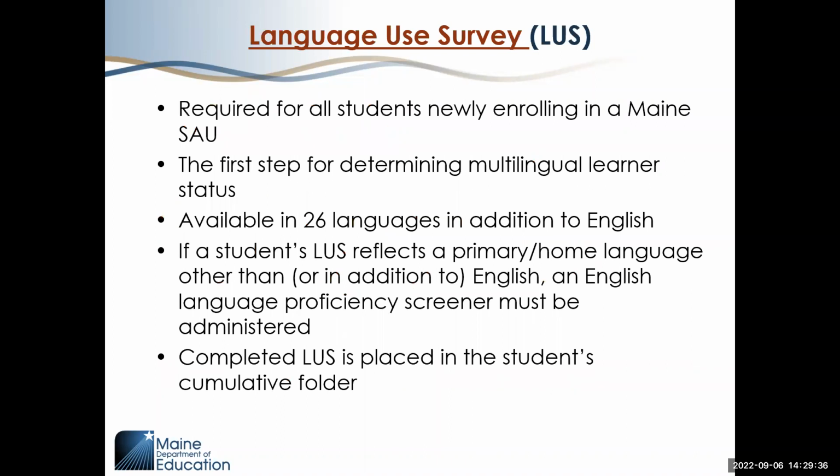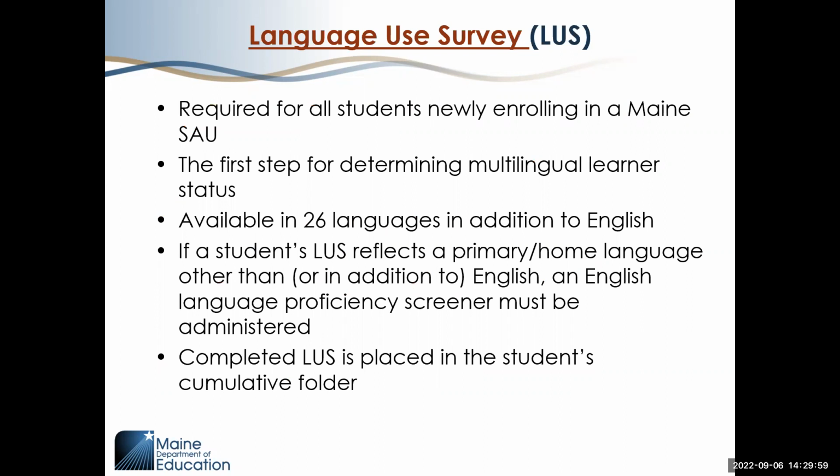Now we'll move on to discussing the language use survey. Schools are required under federal civil rights laws to identify all students who have a primary or home language other than English and who are not yet proficient in English. All students in Maine schools undergo the same process for determining multilingual learner status.